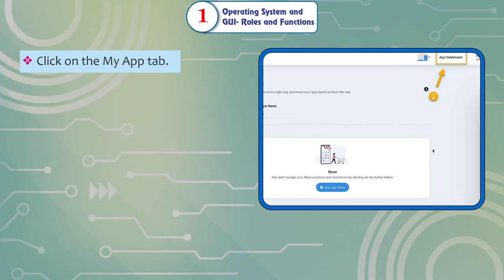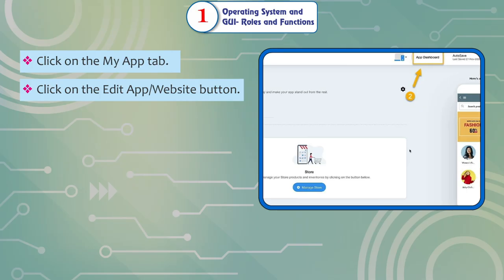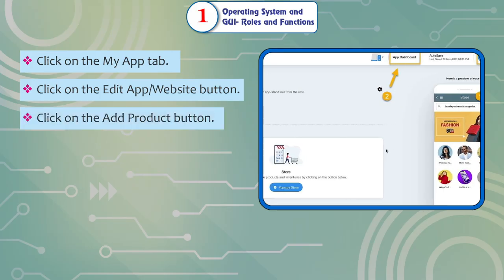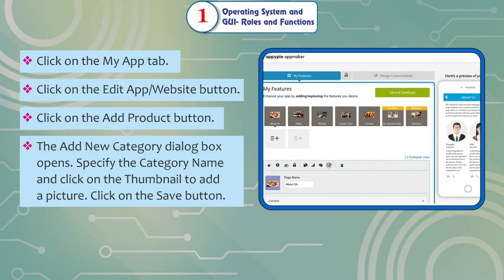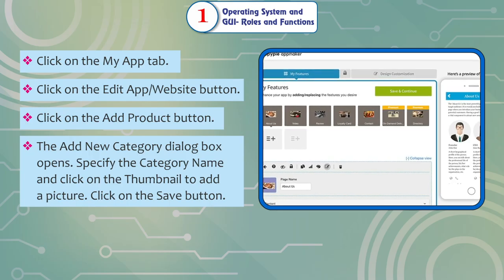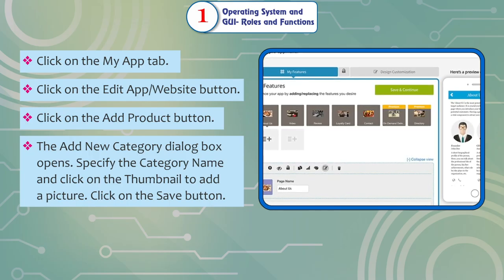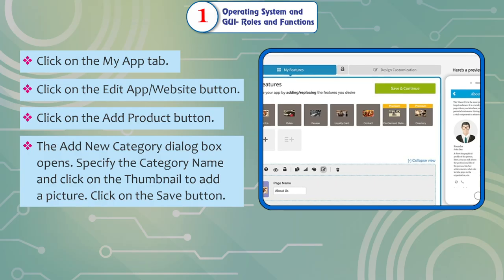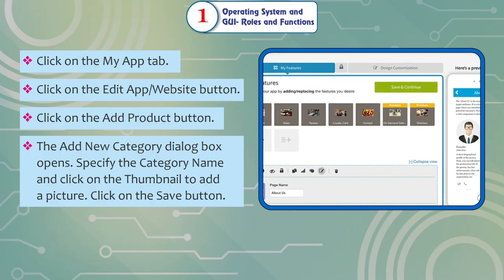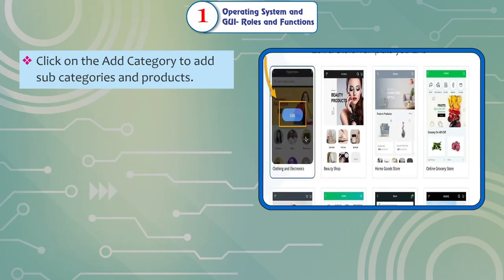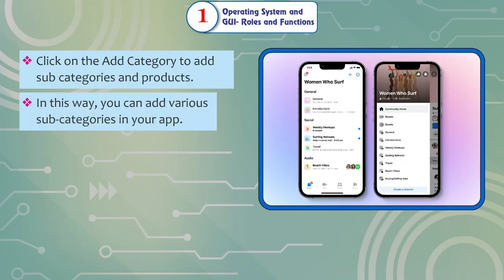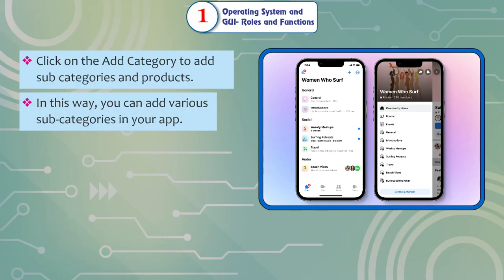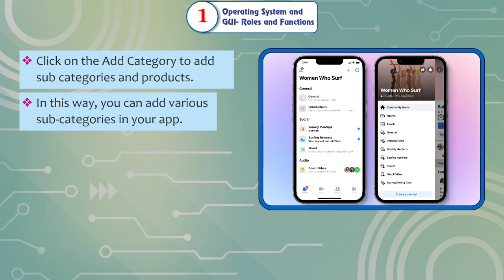Click on the My App tab. Click on the Edit App Website button. Click on the Add Product button. The Add New Category dialog box opens. Specify the category name and click on the thumbnail to add a picture. Click on the Save button. Click on Add Category to add subcategories and products. In this way, you can add various subcategories in your app.